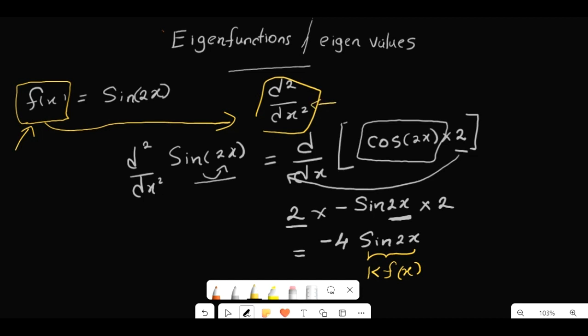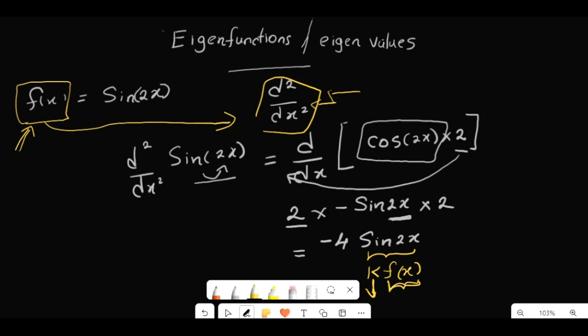Why? Because when we do this operation, we get the same function again, with a constant. That's the definition of an eigenfunction. So we say our function over here is an eigenfunction of this operator, because we got the same function with a constant.